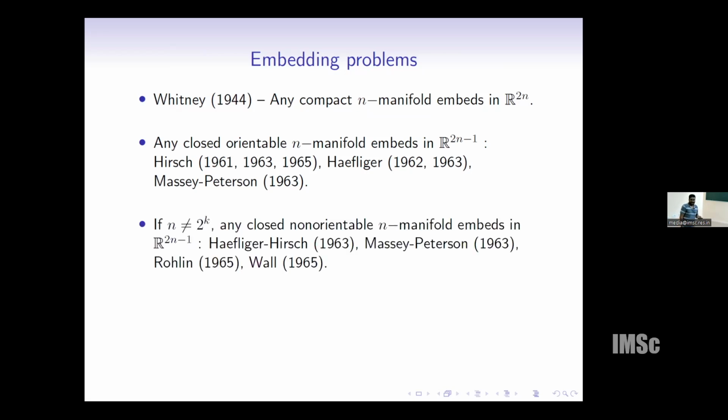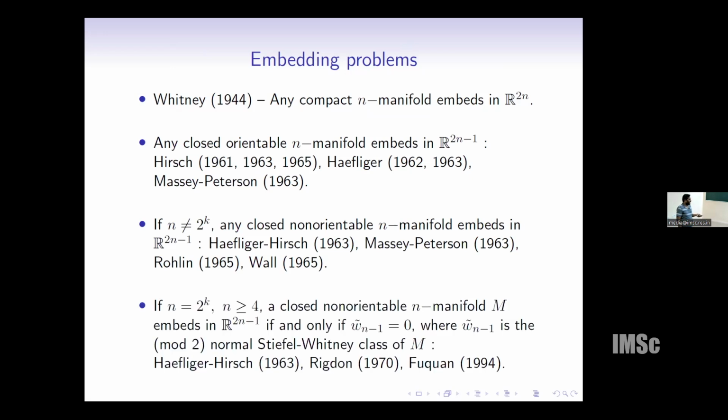But in the non-orientable case, some weird things happen. There are some obstructions basically. So we have two cases. When n is not equal to 2 power n, any closed non-orientable n-manifold embeds in R^(2n-1). This is also due to Haefliger, Hirsch, Massey, Peterson, and Rokhlin involved.